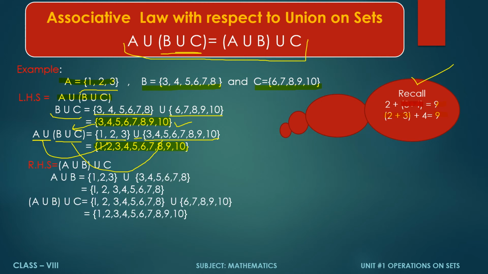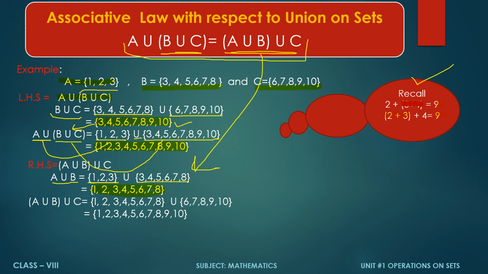Now the turn for the right hand side, that is (A union B) union C. We solve the bracket part first, that is A union B. A union B is equal to, first we write the elements of set A, that are 1, 2 and 3, sign of union, then the elements of set B, 3, 4, 5, 6, 7 and 8. So the resultant set of A union B is equal to 1, 2, 3, 4, 5, 6, 7 and 8.